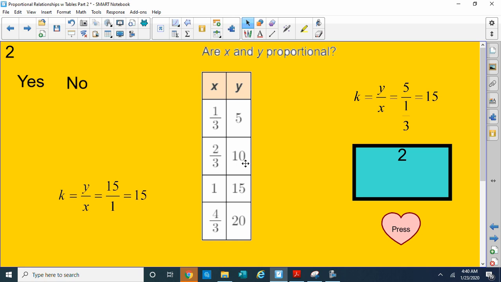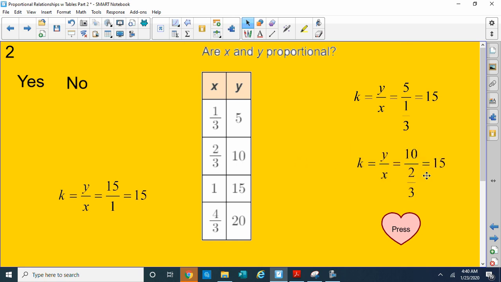Well, then let's check this one. 10 over 2/3. That also gave you 15. So it looks good. So far the first one, second one, and the third one are 15. Now I don't have a box for the third one, which means I'm going to have to actually do a little work here. So let's get out my pen, and again put K equals Y over X.